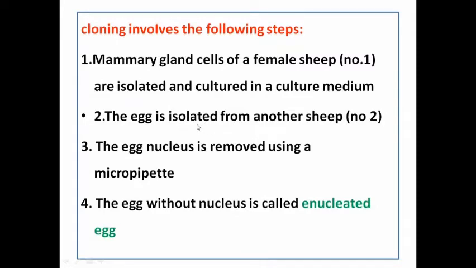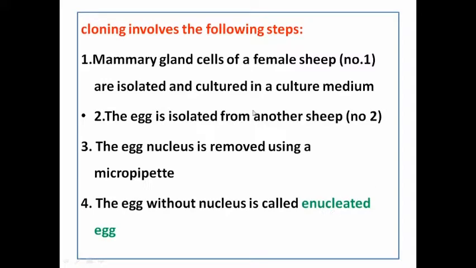What is the procedure for isolation of the egg? The nucleus is located inside the egg. Now the nucleus is removed using a micropipette. An egg without a nucleus is called an enucleated egg. Enucleated means absence of the nucleus.